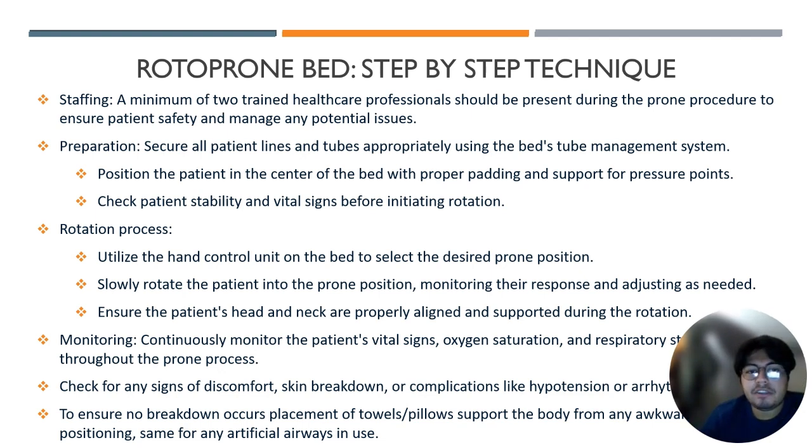You want to position the patient in the center of the bed with proper padding and support for pressure points. Check patient stability and vital signs before initiating rotation. For the rotation process, utilize the hand control unit on the bed to select the desired prone position. Slowly rotate the patient into prone position, monitoring their response and adjusting as needed. Ensure the patient's head and neck are properly aligned and supported during the rotation.